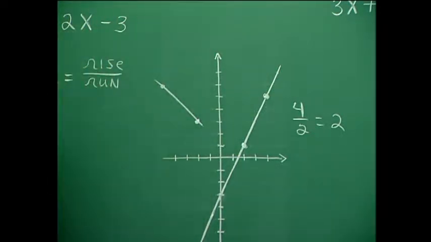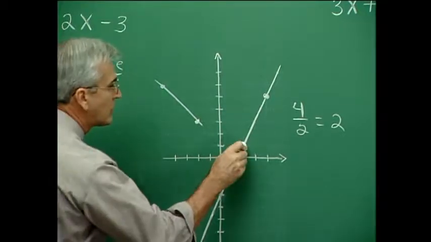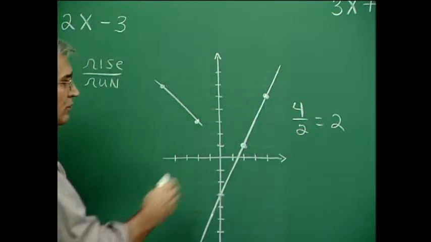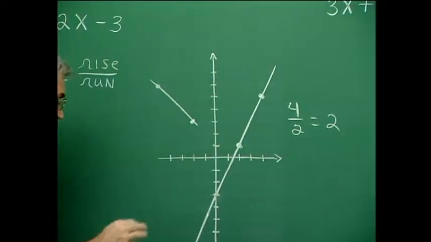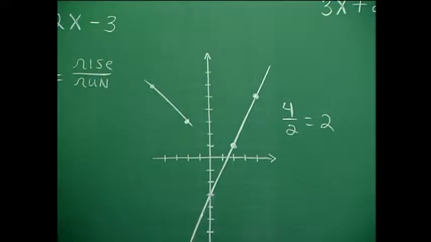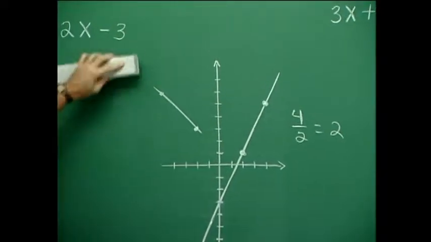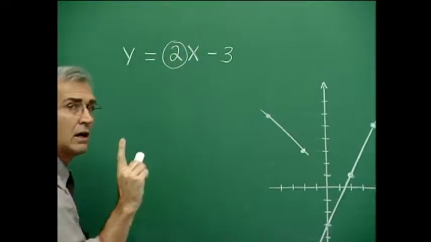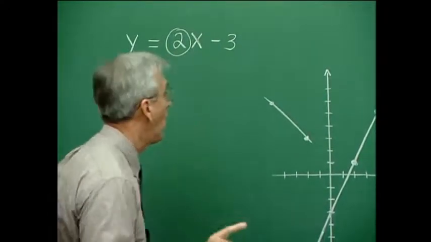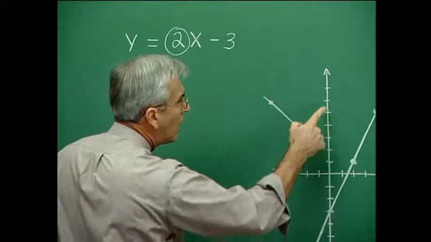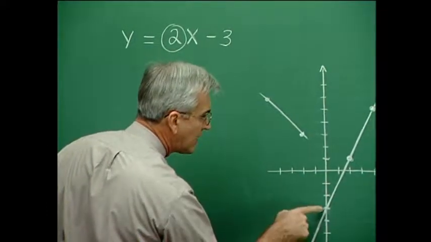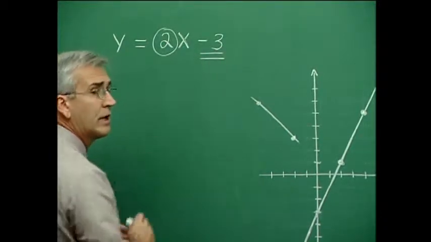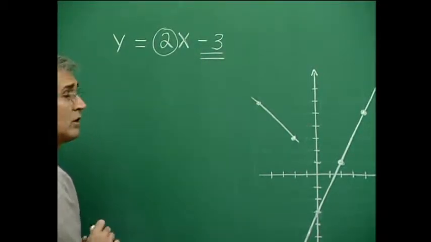Now notice that we said that the slope of this line is 2. We calculated it here as rise over run from one point to another. Notice that in the equation, the coefficient of the x is also a 2. Now that's not an idle coincidence. Notice also that the y-intercept is at -3 and that this number is -3. That also is not an idle coincidence.